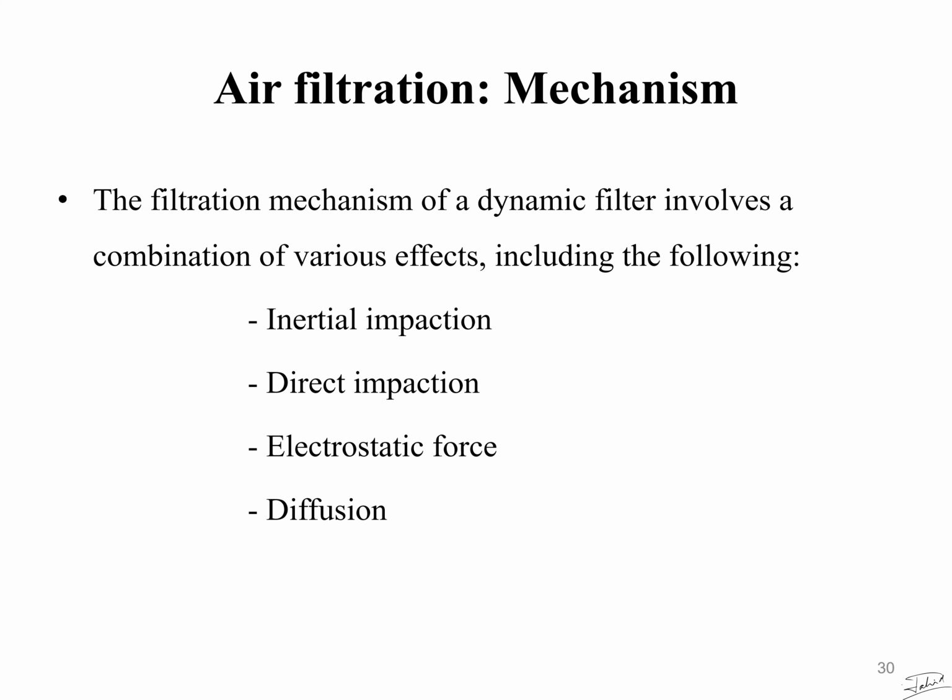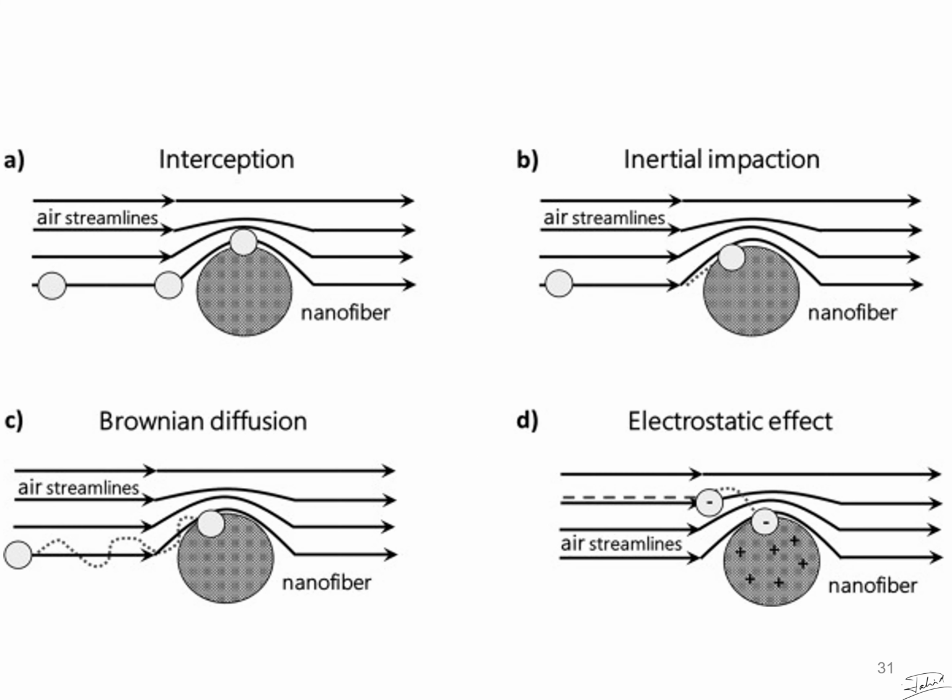Now we will learn about the mechanism of air filtration. There are four basic mechanisms of air filtration based on particle size: inertial impaction, direct interception, electrostatic force, and diffusion. The larger particles usually follow the first two mechanisms, whereas the smaller particles undergo Brownian diffusion, and the electrostatic force is applicable for charged particles. So this is the overall scenario.